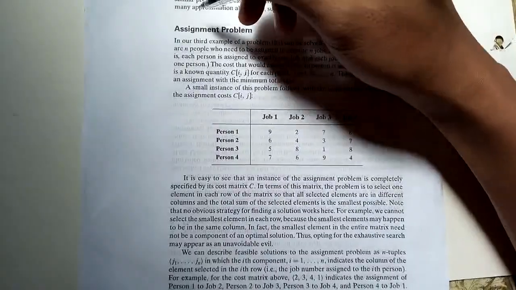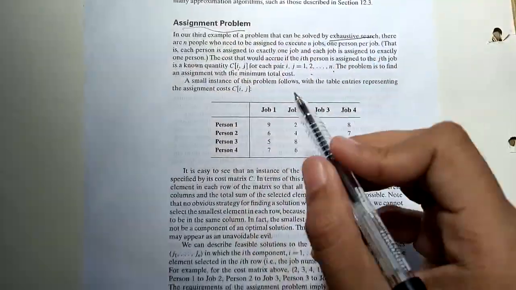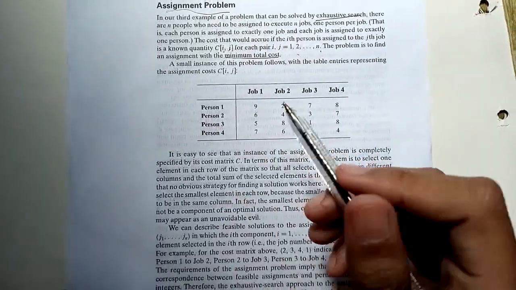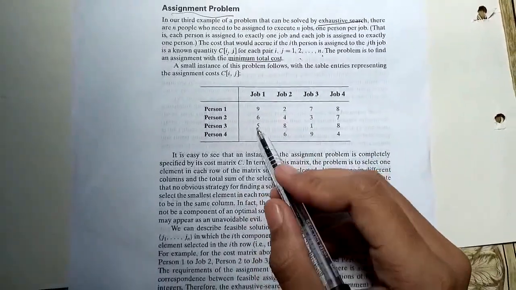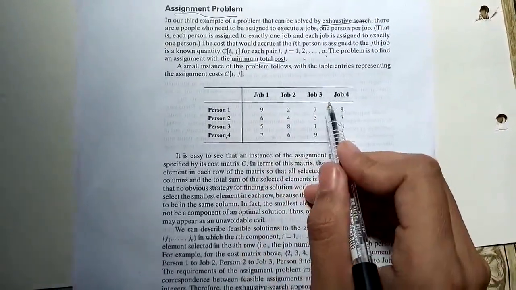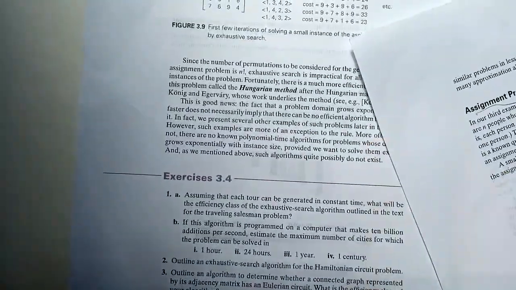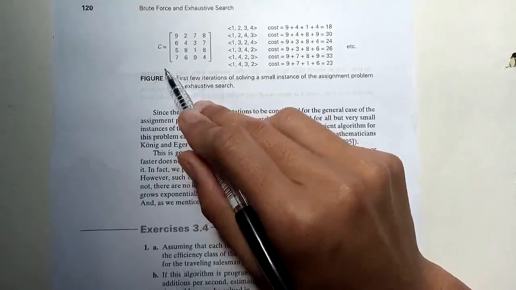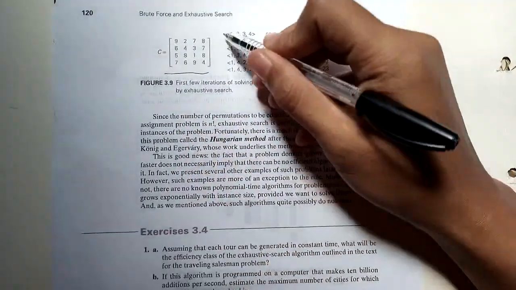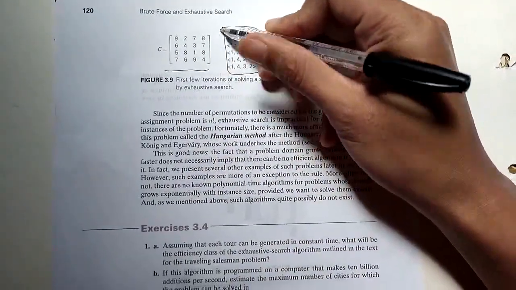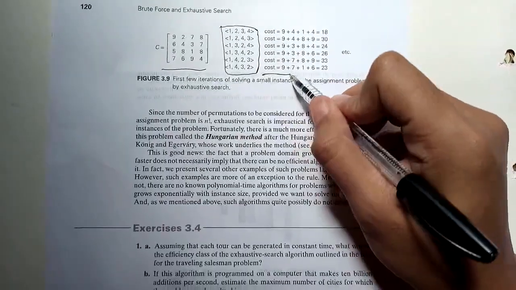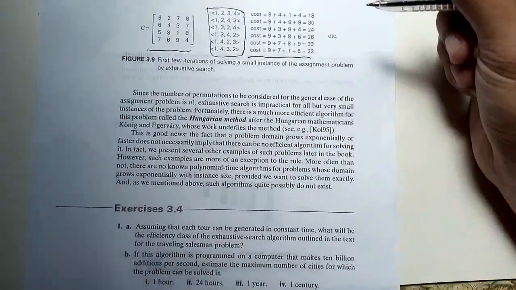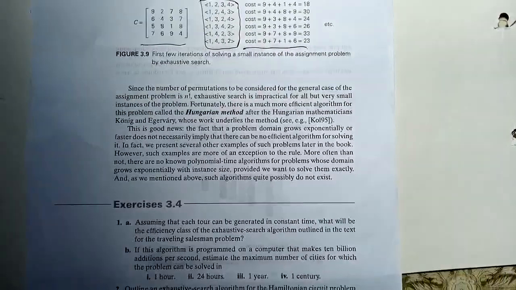So in the assignment problem, all we have to find is the minimum total cost. We have here a given cost matrix. We have 4 persons and 4 jobs. We also have some iterations for solving the cost matrix. Here is the cost matrix, here are the jobs, and here is the cost. So let us solve it on the next page.